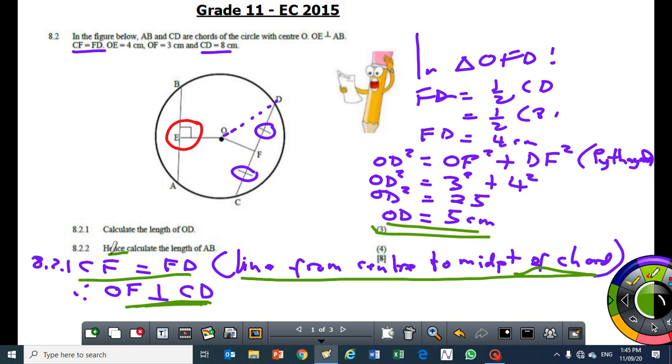Now, generally, geometry questions have a connection. What you do at the beginning is very important because you may need that answer to do something at the bottom. So if you get your radius wrong here, you're going to get AB wrong. Remember, your OD is a radius because this is the center and that point there is on the circumference. So OD is a radius.